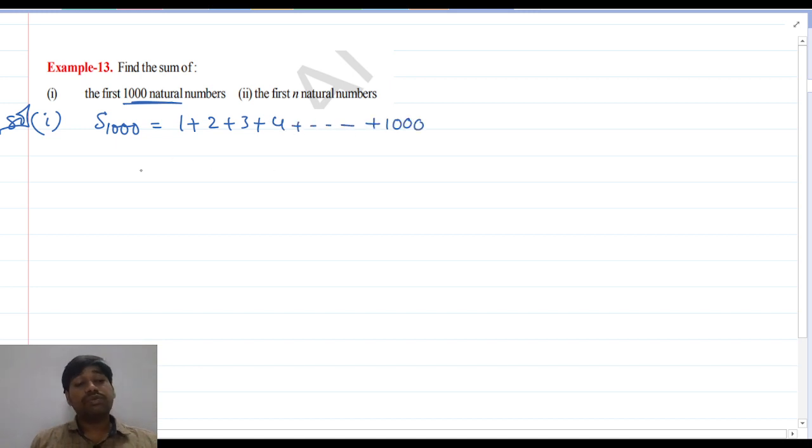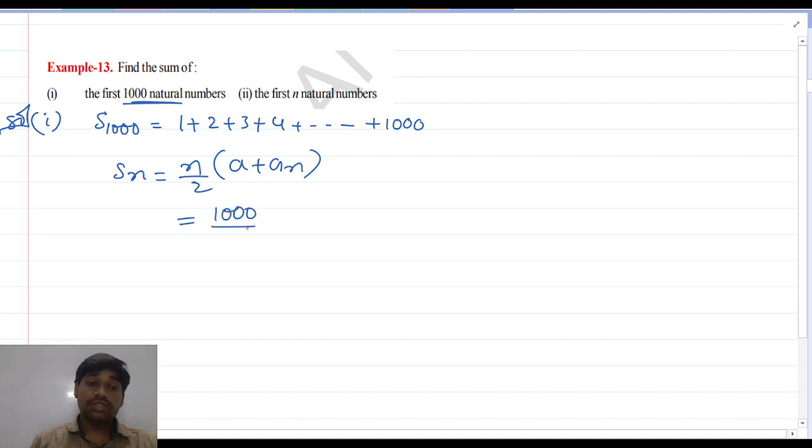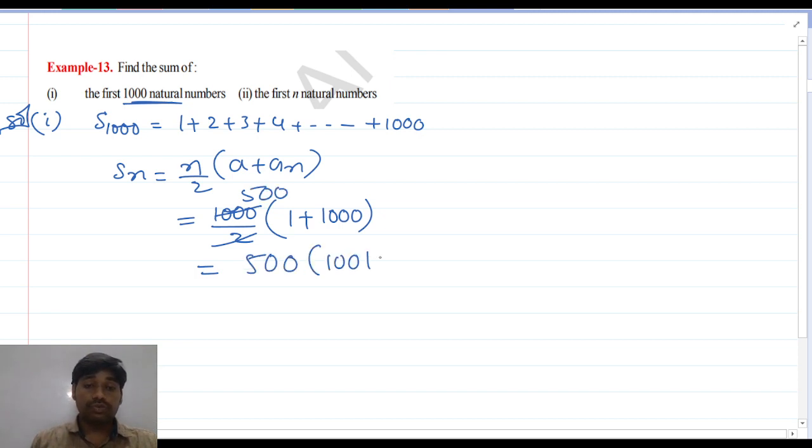1000. So what is the formula in terms of the last term? Sn is equal to n by 2 of (a plus an). Here n is 1000 terms, divided by 2, first term 1, last term 1000. So it is 500 times 1001. So the answer is 500500. So the sum of 1000 terms is nothing but this.